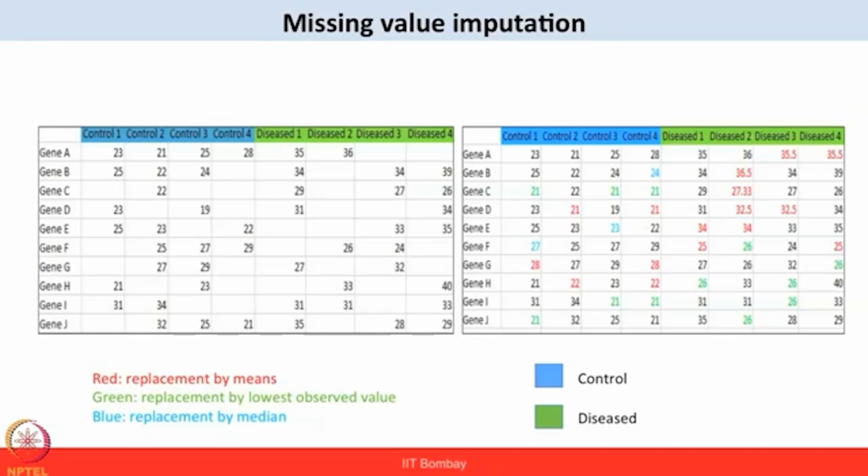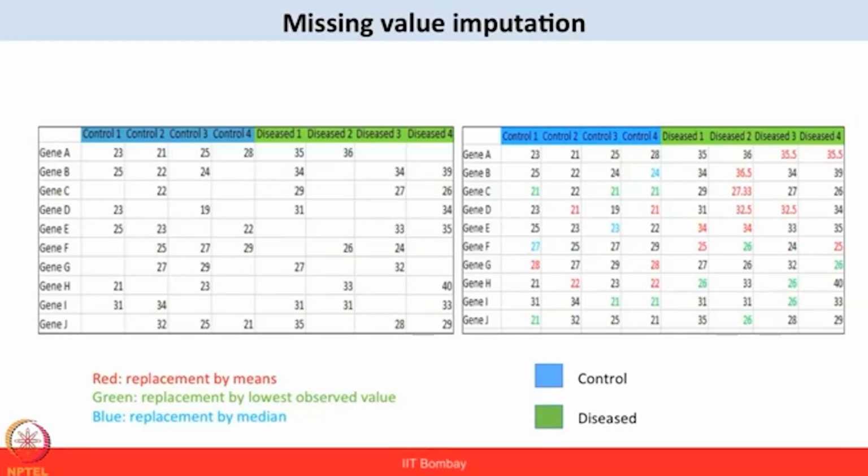For gene A, the value is missing for the disease 3 and disease 4 samples, gene V is missing for the control 4 sample, and so on. This kind of missing value always interferes with further data analysis, and based on the distribution and some logic we can impute the missing values so that we get a complete matrix for further analysis.